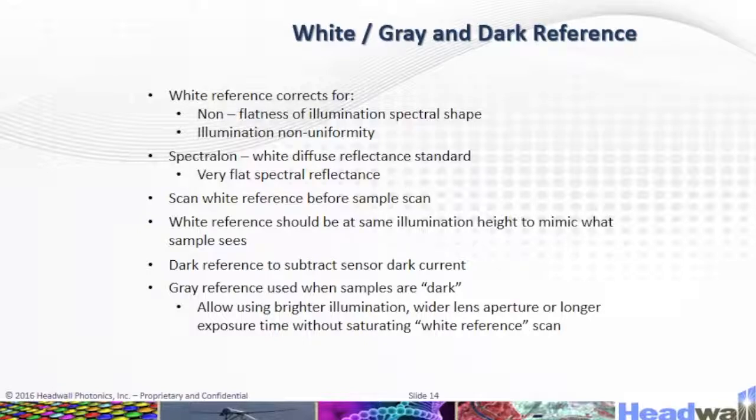White, gray, and dark reference. White reference corrects for non-flatness of illumination spectral shape and illumination non-uniformity. Spectralon is a white diffuse reflectance standard with very flat spectral reflectance. Scan the white reference before the sample scan. The white reference should be at the same illumination height to mimic what the sample sees. Dark reference is used to subtract sensor dark current. Gray reference is used when samples are dark. It allows using brighter illumination, a wider lens aperture, or longer exposure time without saturating the white reference scan.